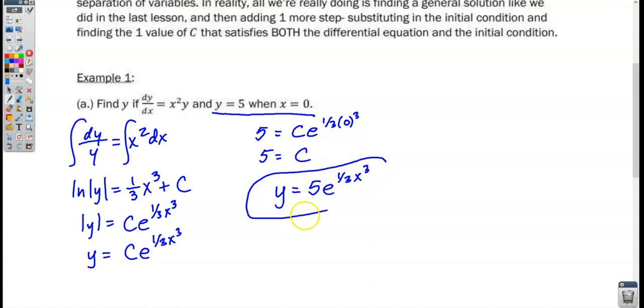And this is the one particular form of this equation that has its derivative, dy/dx, and also meets the characteristic that y equals 5 when x equals 0.